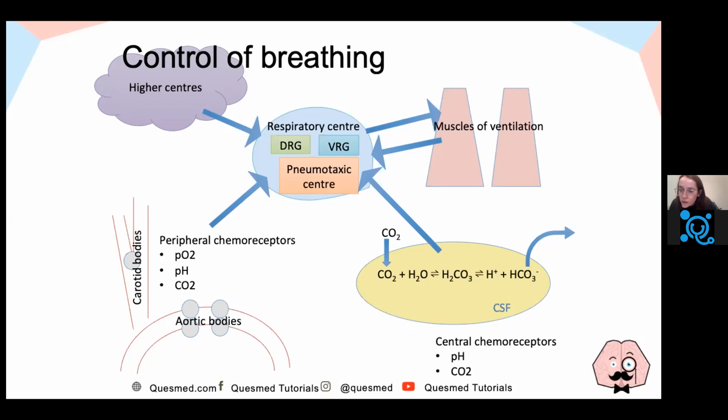Baroreceptors are found as well. It's the carotid and aortic sinuses where the baroreceptors are found. And so this is where things can become confusing, because we've got our aortic and carotid sinuses and our aortic and carotid bodies. So it's important to remember the bodies are to do with control of breathing, and our sinuses are to do with the blood pressure.